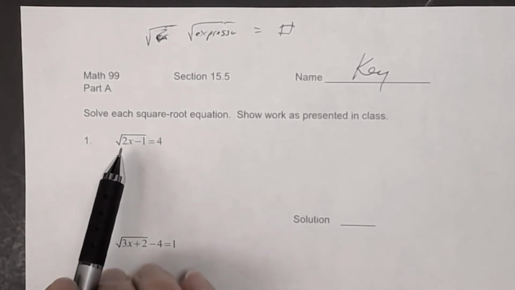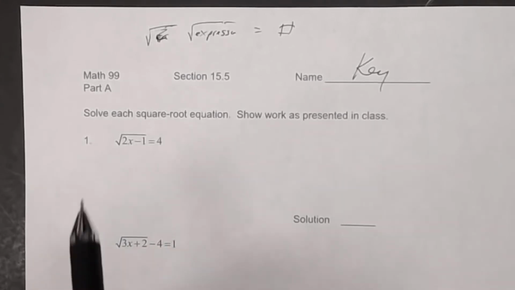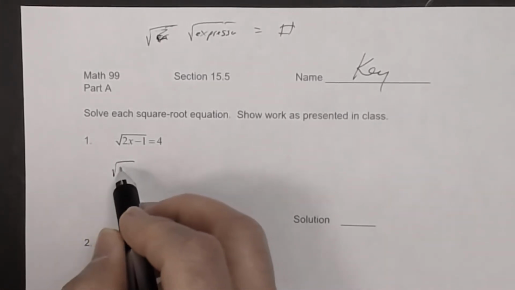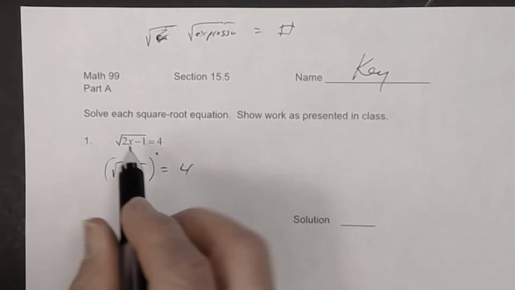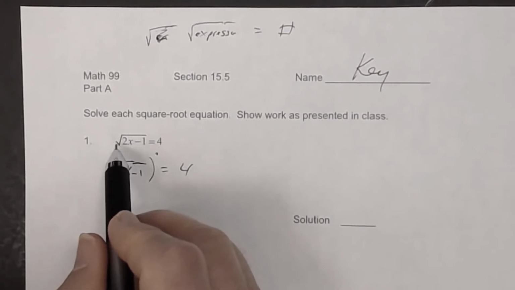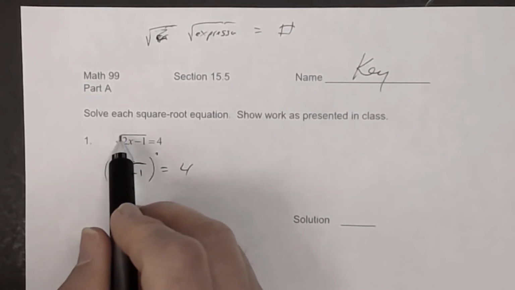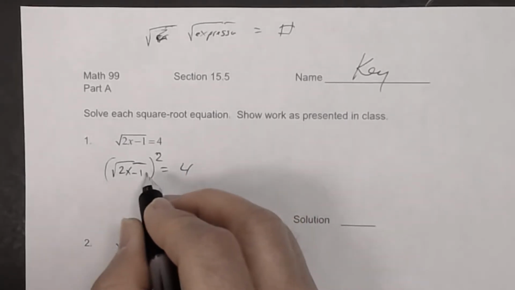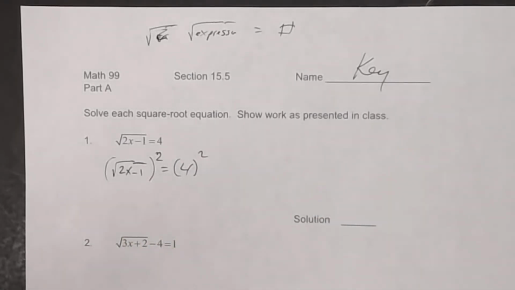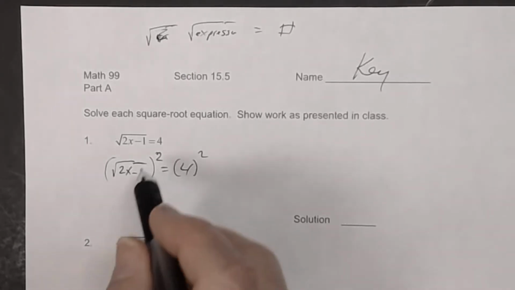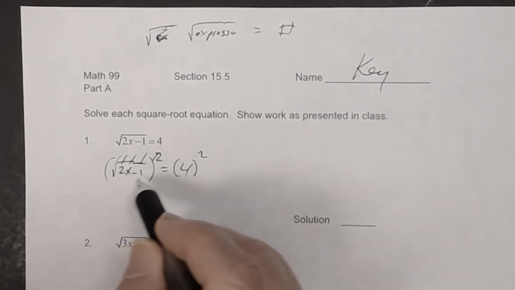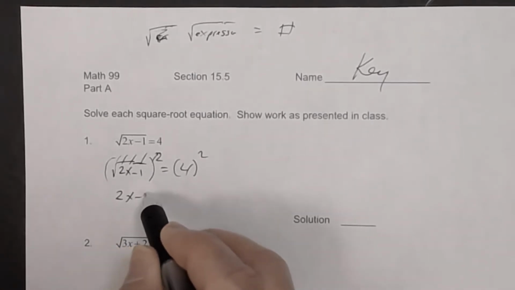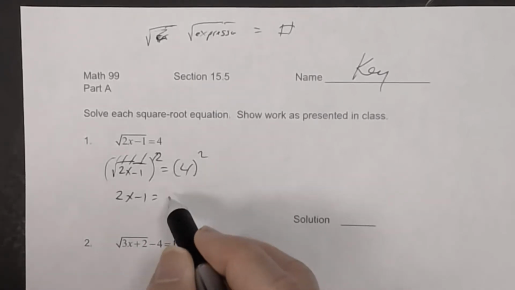So all I have to do is this: to get rid of a radical expression, I raise both sides to a power that's equal to the index. Let me go ahead and rewrite this over. What's that index right here? Square root, so the index is 2. So I'm going to square both sides. What I do to one side, I do to the other. And then the square and the square root undo each other, so you're left with the radicand. My radicand is 2x minus 1. So 2x minus 1 equals, and then 4 times 4 is 16.